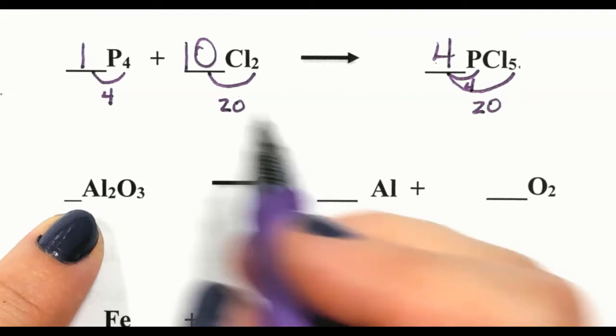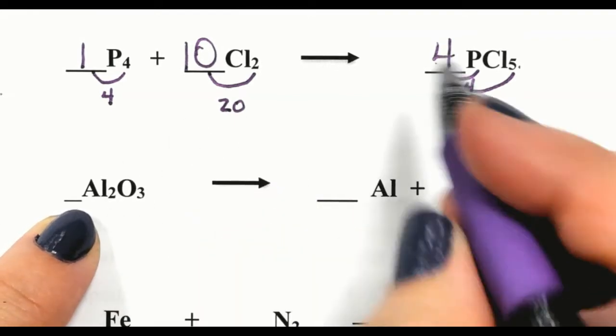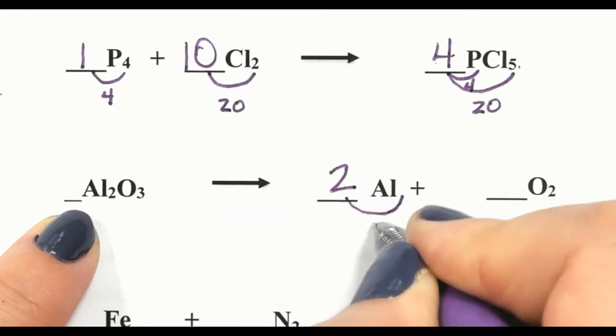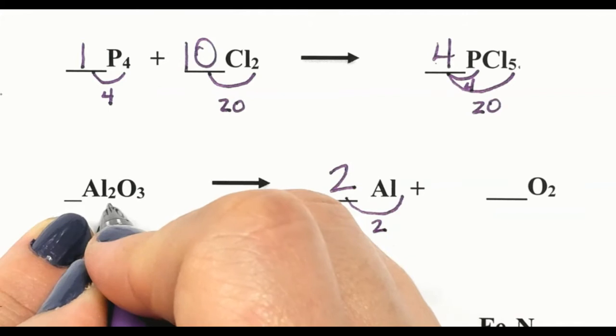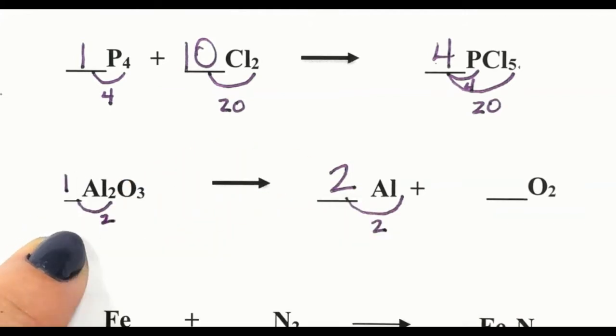Let's look at this next one. 2 aluminum, 1 aluminum. So in order to fix that, I'm going to put a 2 here because 1 times 2 equals 2 aluminum. And this 2 times 1 is equal to 2 aluminums.